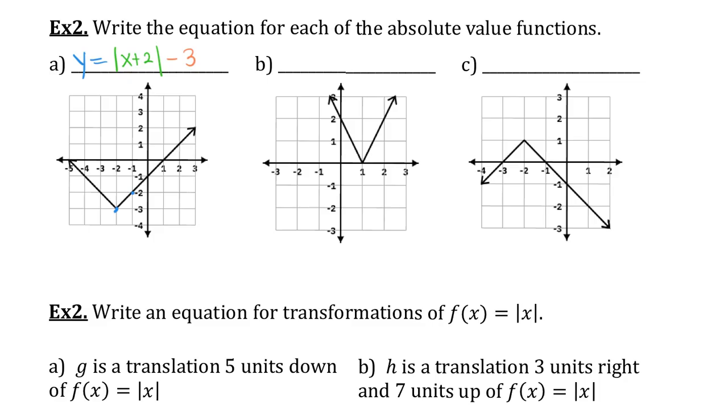That works. Let's look at the next one. Okay, it's definitely not being reflected. Does it have a stretch? Well, let's see. If I go from here, I go up 2, right 1. Since I'm going up 2, right 1, it's being stretched by 2. Okay, now what else? Does it go right or left? It goes right 1. Right 1. Does it go up? No. Done.